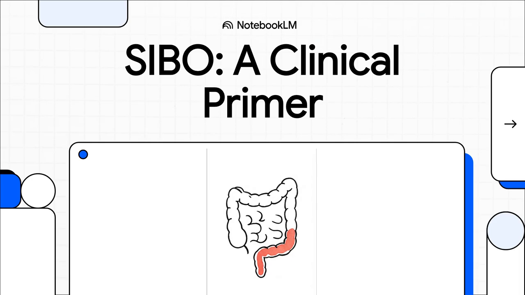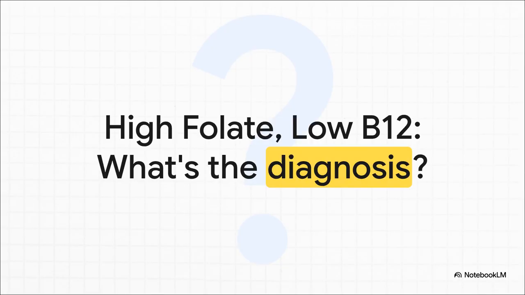Welcome to The Explainer. All right, today we're tackling a big one, a diagnosis that's super important for your rotations and your boards, small intestinal bacterial overgrowth, or SIBO. It's one of those conditions that can look like a dozen other GI problems, so really nailing the key features is absolutely crucial. Okay, so let's just jump right in with a classic case.